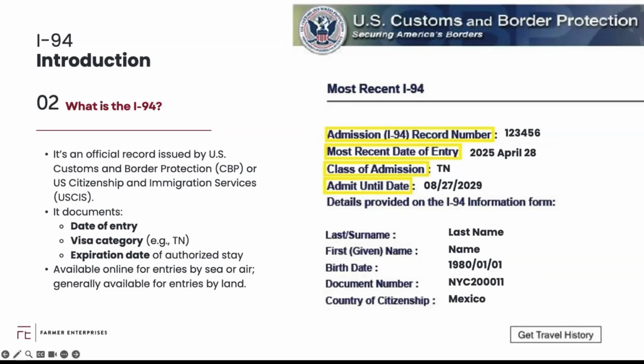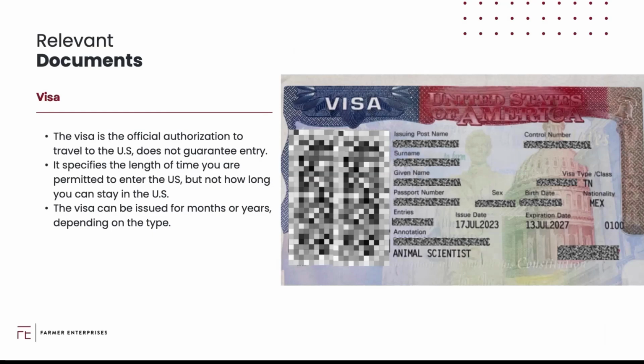And that's a concern that we have with a lot of, especially Mexican nationals who enter the U.S. by land, and CBP will not always issue an updated I-94. So it's always key to let your employees know to always check their I-94 record before they leave the port of entry by land. Just to go over some relevant documents, again, the visa stamp.